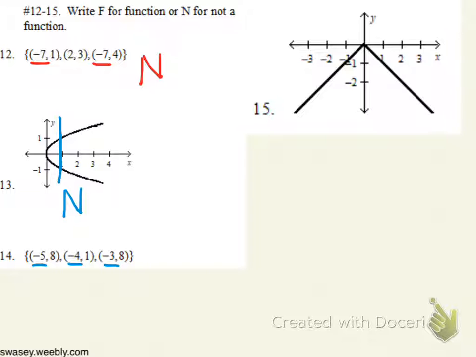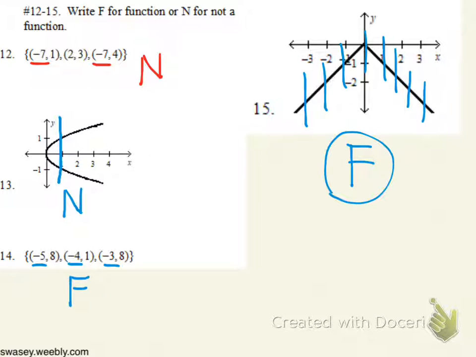On 14, all the x values are different. There's no single x value that goes to more than one place, so it is a function. 15, no matter where we put a vertical line, it's going to hit it in at most one place. So it passes the vertical line test. We would say that that is a function.